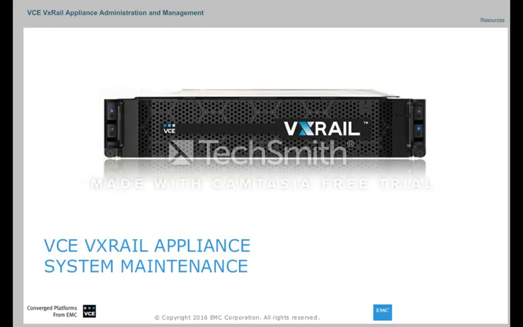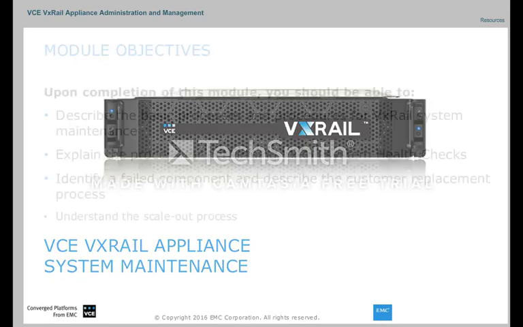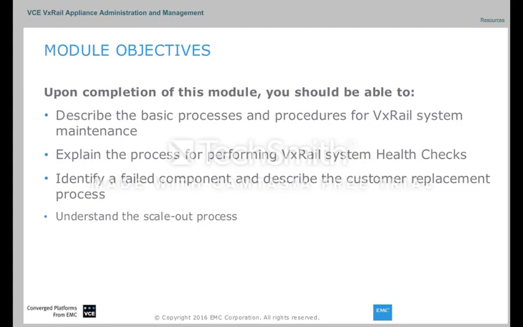Welcome to the VCE VXRail Appliance System Maintenance. The objectives of this module are to describe the basic processes and procedures for VXRail system maintenance, explain the process for performing VXRail system checks, be able to identify a failed component and describe the customer replacement process, and understand the overall scale-out process.